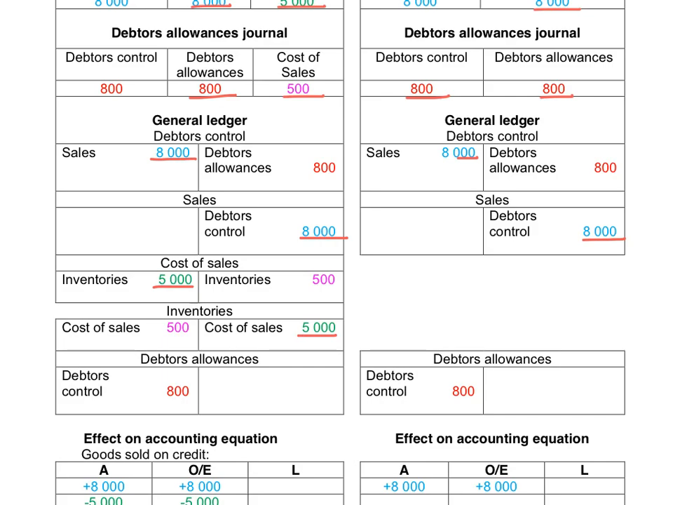When the goods are returned, we will indicate that debtors' allowances increase with 800 and the debtors owe us less money, 800. In the periodic system, we will record the same entry for debtors' allowances 800 and debtors' control 800. There will be no entry in the periodic system for the cost of sales and inventory. So cost of sales is decreased with 500. Inventory is increased because the inventory was returned to the business.